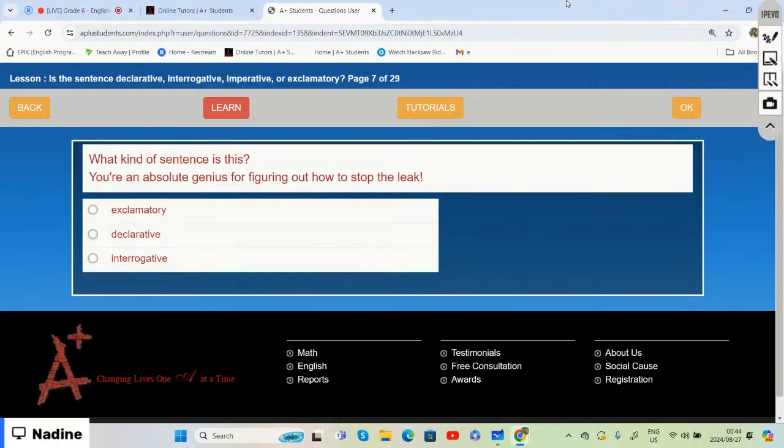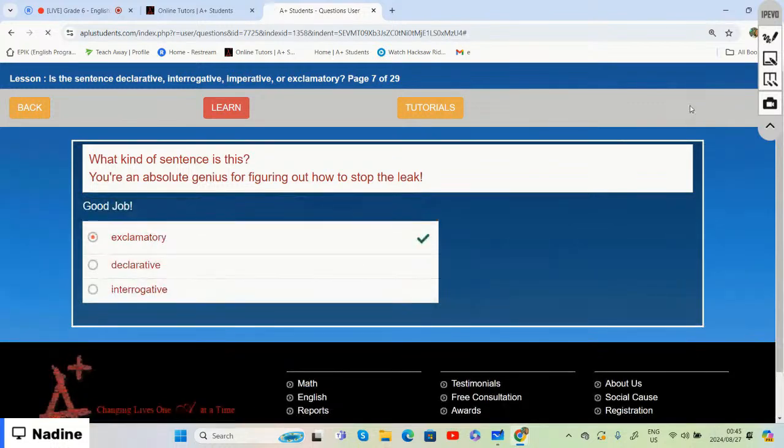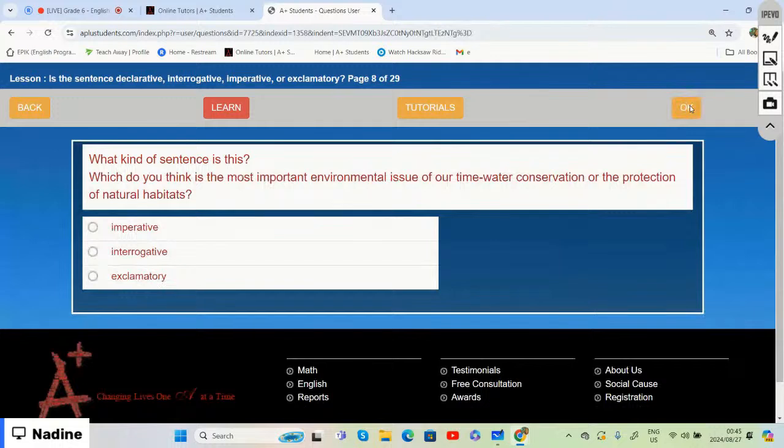And if we were to choose which type of sentence this is, that says, you're an absolute genius for figuring out how to stop the leak, and it ends with an exclamation point, then yes, it's option one, which is an exclamatory sentence. Remember, we said an exclamatory sentence is a statement and it ends with an exclamation point because it shows excitement. It shows strong feelings.